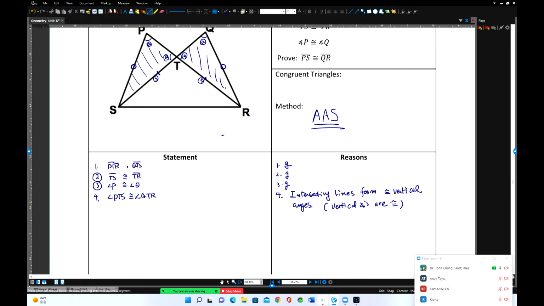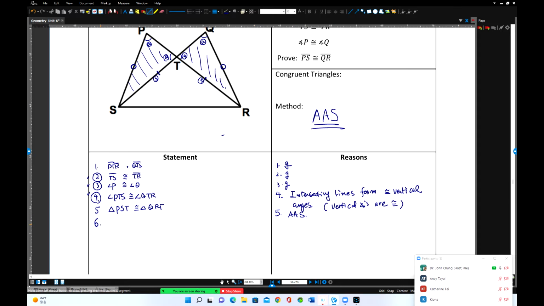Now we have everything. Angle side. So you have to prove this one. We already have 1, 2, 3. Angle side. So triangle PST is congruent to triangle QRT. The reason is angle side. We're done.